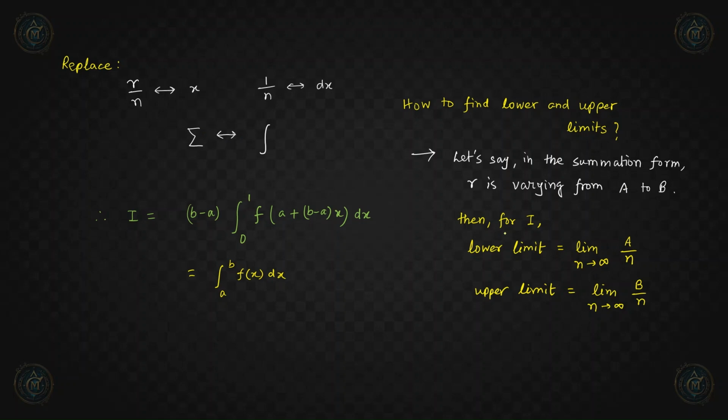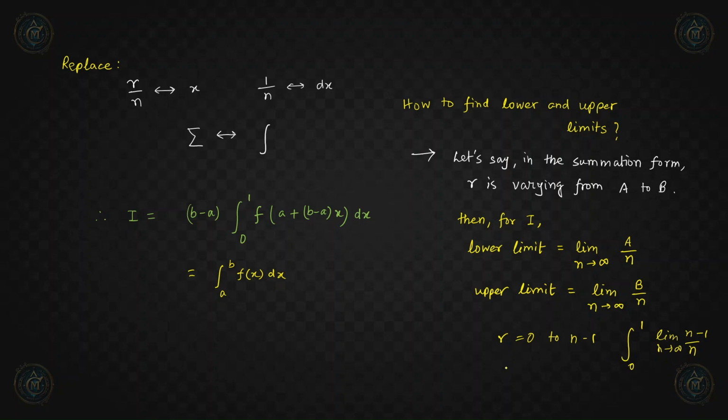Let's say in the summation form, r is varying from capital A to capital B. Then the lower limit will be the limit as n tends to infinity of A divided by n, and the upper limit will be the limit as n tends to infinity of B divided by n. Let's say r varies from 0 to n minus 1. The lower limit of the integration will be the limit as n tends to infinity of 0 divided by n, that is 0 only. And the upper limit will be the limit as n tends to infinity of (n minus 1) divided by n. This limit is equal to 1.